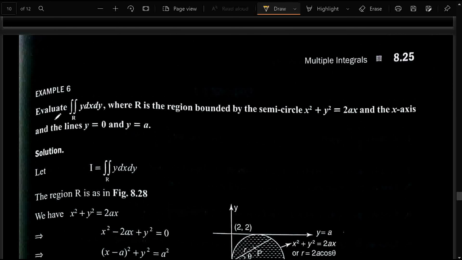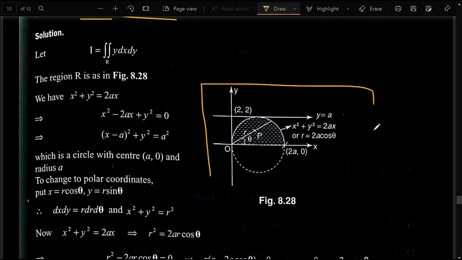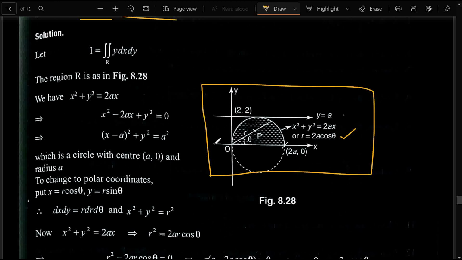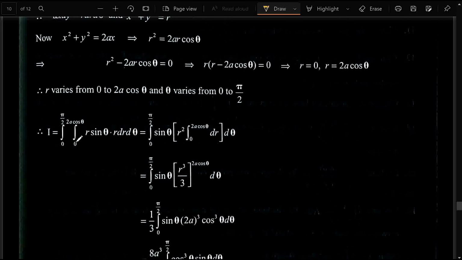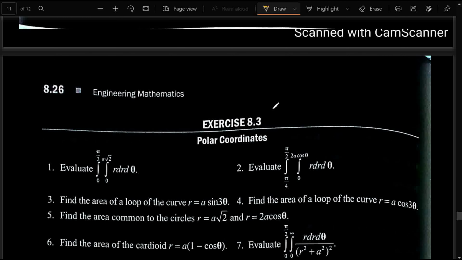That's it. And next question, where R is a region bounded by a semicircle and the x-axis, and the lines y is equal to 0 and y is equal to a. If you plot everything in a rough graph, you used to get this. And after substituting x is equal to r cos theta, y is equal to r sin theta, you get this. It's the polar form of a circle, the polar equation of a circle. And theta 0 to pi by 2, self-explanatory. 0 to r is nothing but 2a cos theta. And simple solving. That's it.